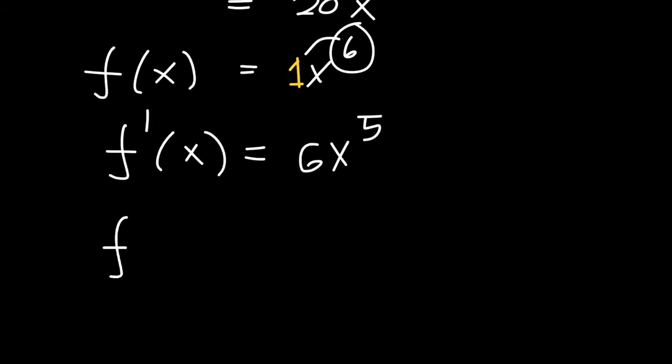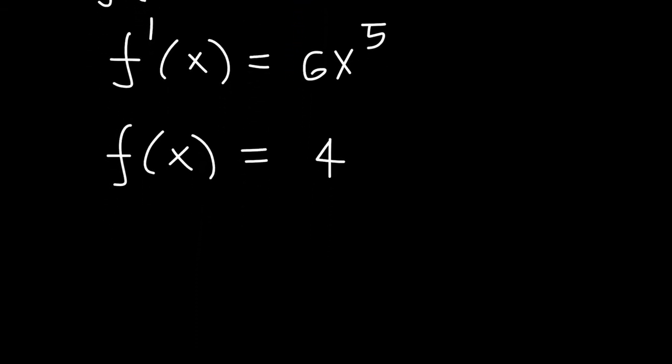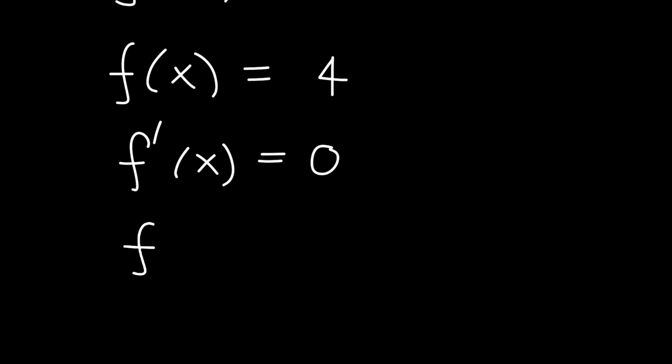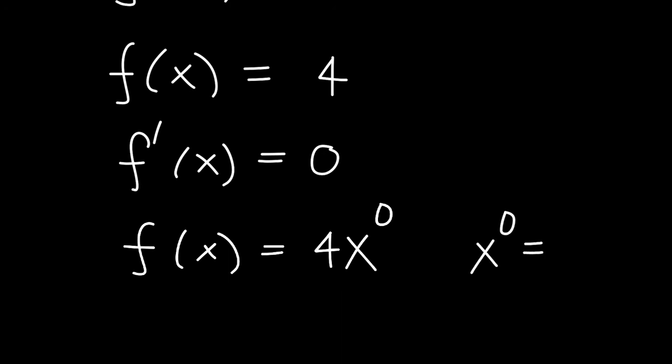Now for the constant values, for example, we have f of x is equal to 4. How do you get the derivative of f of x? Now if you're already advanced, you know that the derivative of this number, like any number, is always equal to 0. But let's provide a proof using the power rule. Why is it equal to 0? Now take note, 4 is the same as 4x to the 0, because x to the 0 is equal to 1 provided x is not equal to 0.